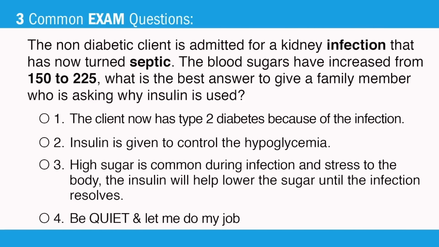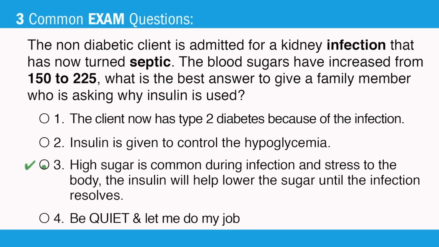Now, the tricky question number 3. The non-diabetic client is admitted for a kidney infection that has now turned septic. The blood sugars have increased from 150 to 225. What is the best answer to give a family member who's asking why insulin is used? So option number 1, the client now has type 2 diabetes. No, that's a wrong answer. Option 2, insulin is given to control hypoglycemia. Totally wrong. It's for hyperglycemia. Option 3, high sugar is common during infection and stress to the body. And insulin will help lower the sugar until the infection resolves.